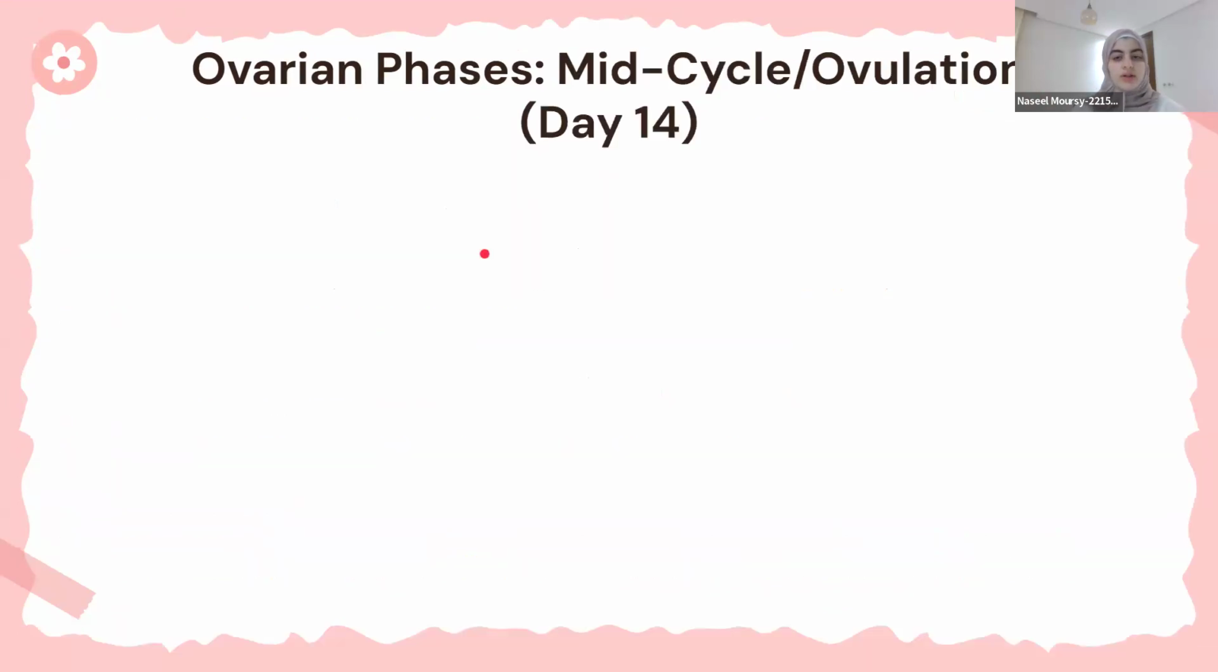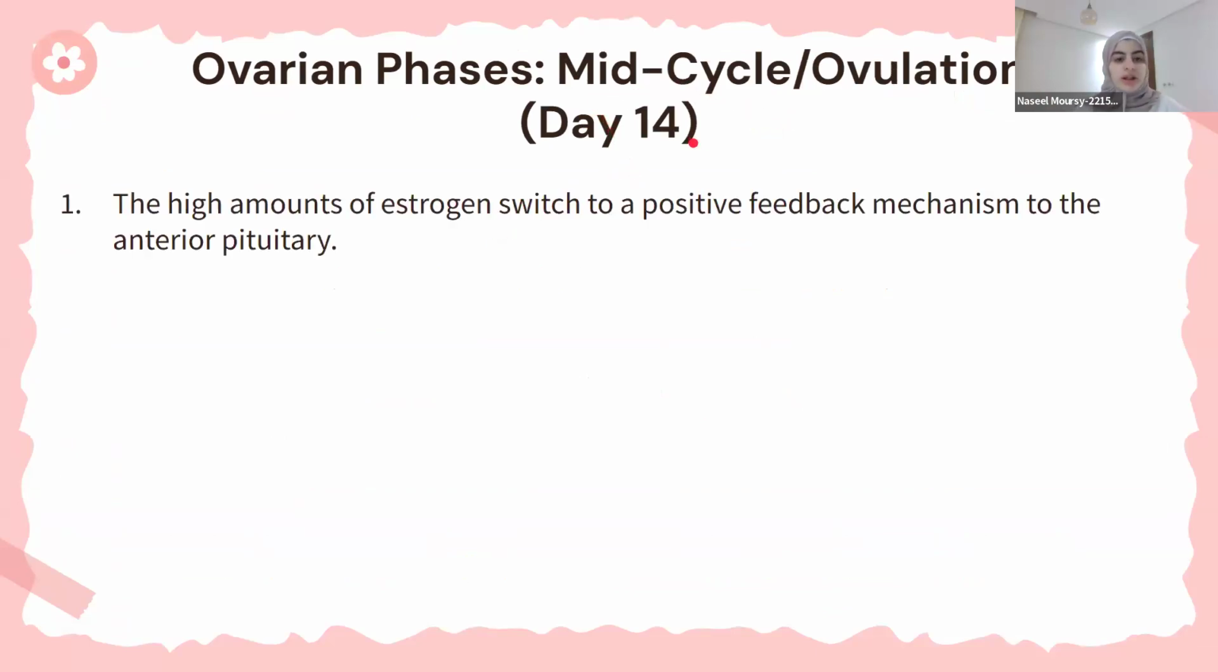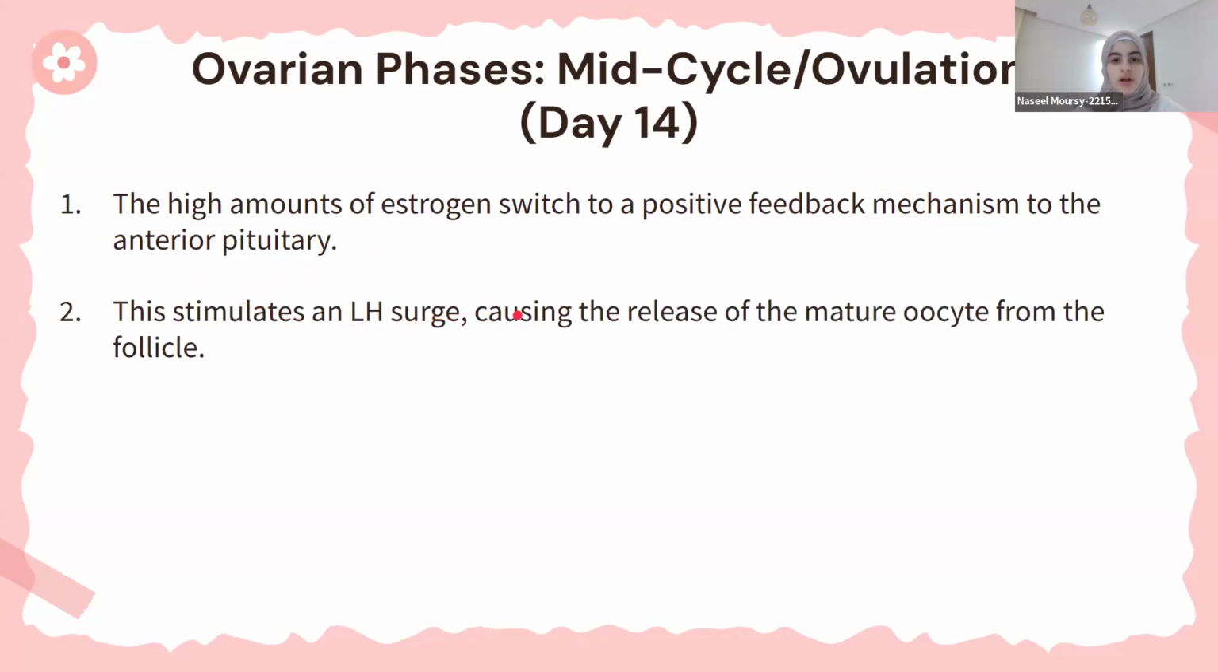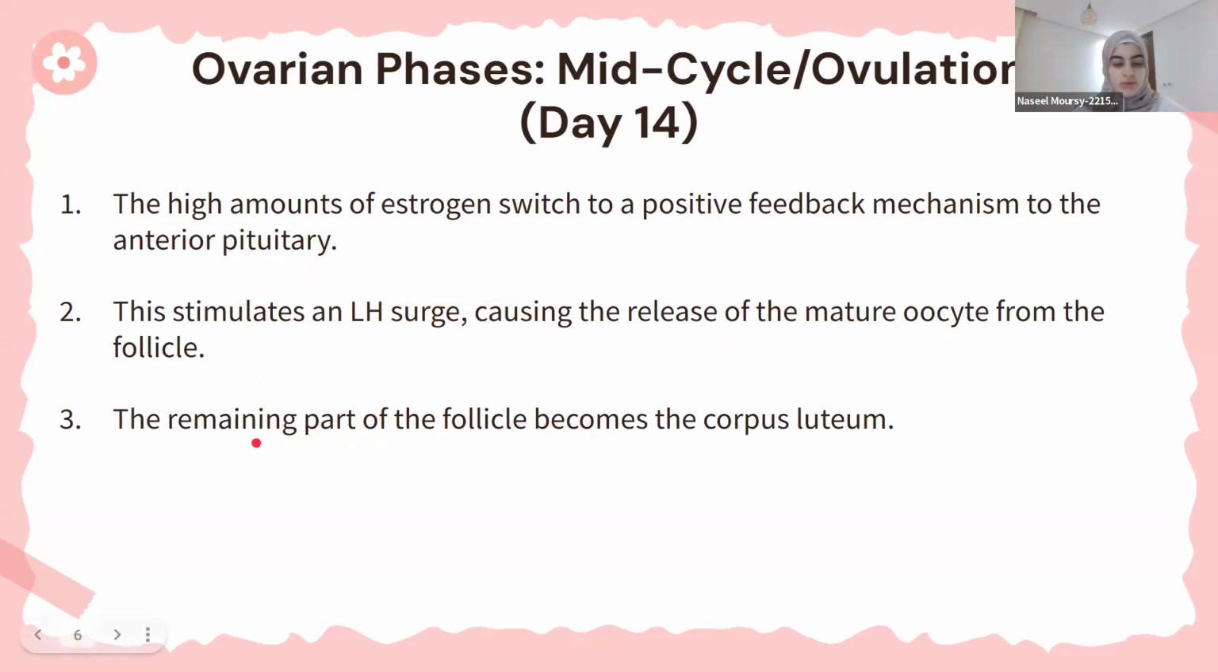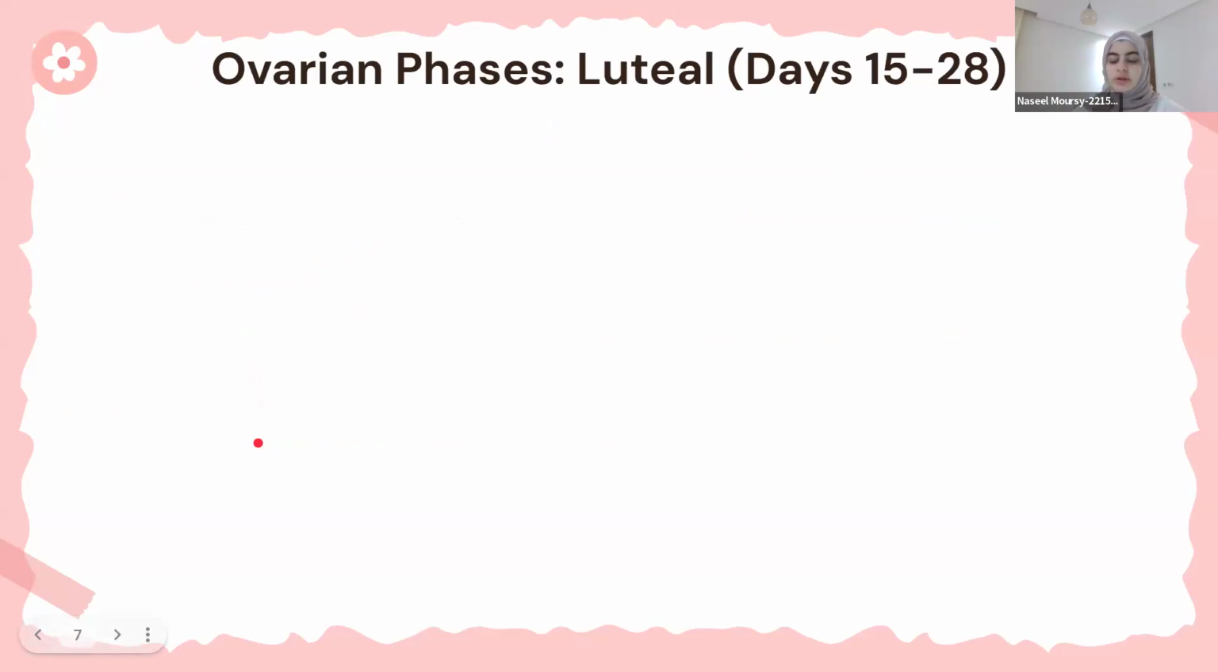All right. Now let's move on to day 14 ovulation, or we call it the mid-cycle. So remember what we said here, we have the estrogen, but because it's so much, it switches to a positive feedback mechanism on the anterior pituitary, and this triggers the LH surge, and so you get the ovulation, okay? So the LH surge causes the release of the mature oocyte from the follicle. And then we are left with the corpus luteum. So the remaining parts of the follicle will be the corpus luteum. So ovulation is pretty straightforward.